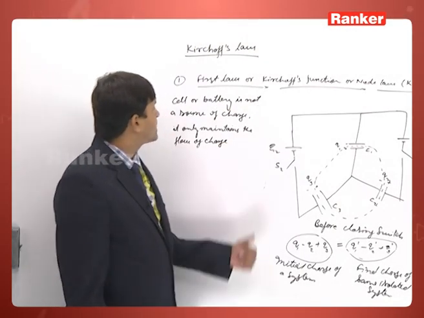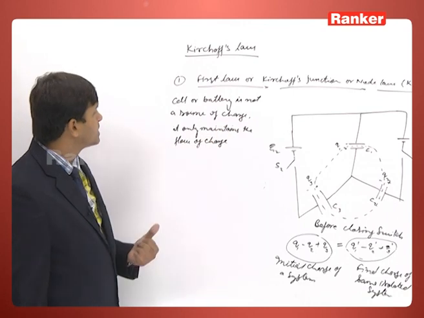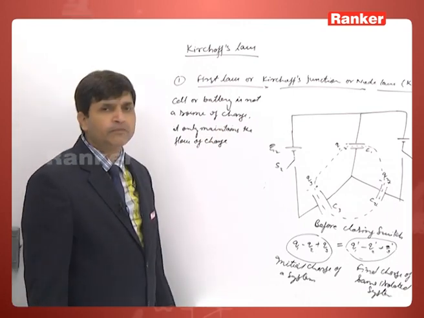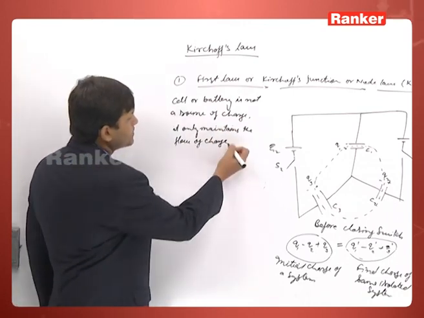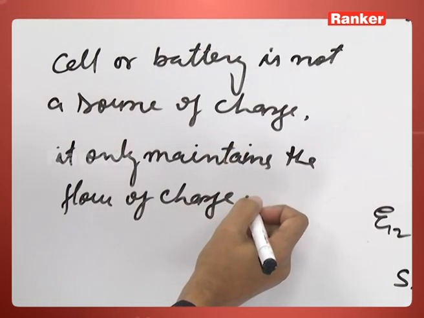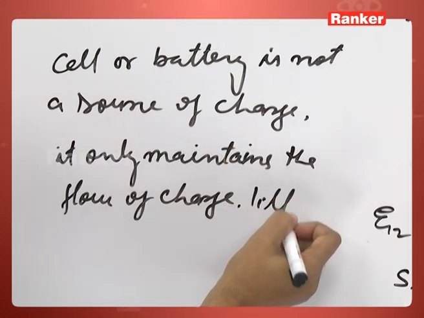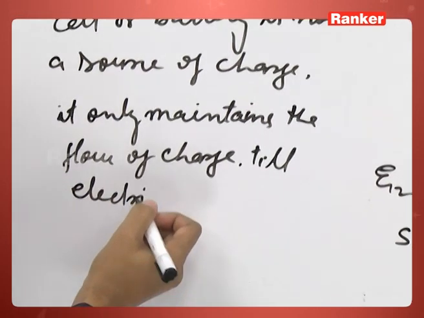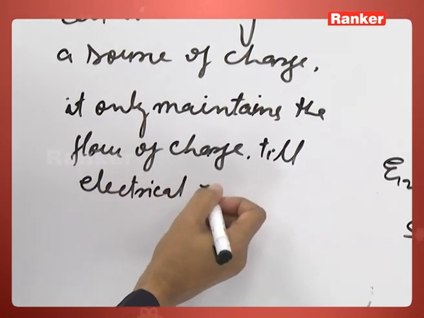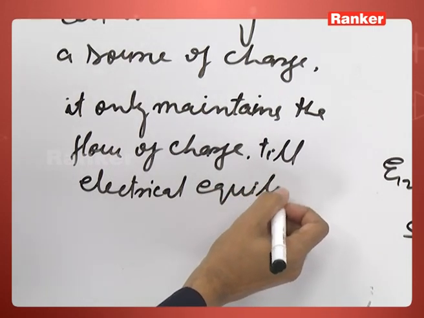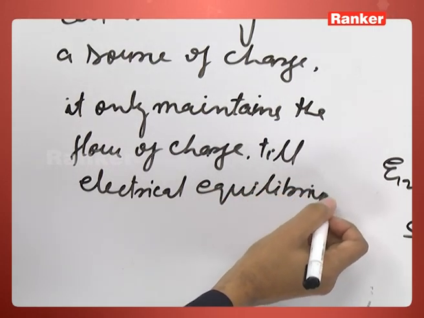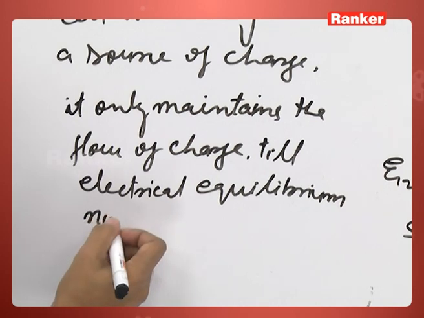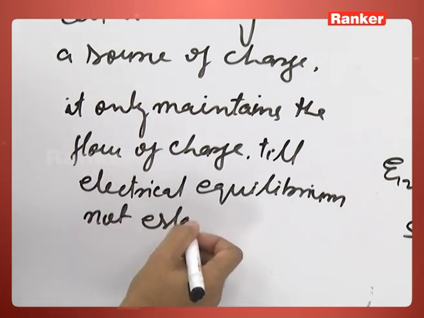Cell or battery is not a source of charge. It only maintains the flow of charge till electrical equilibrium is not established. Till electrical equilibrium is not established. Okay.